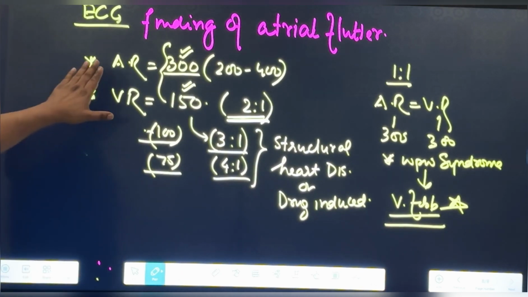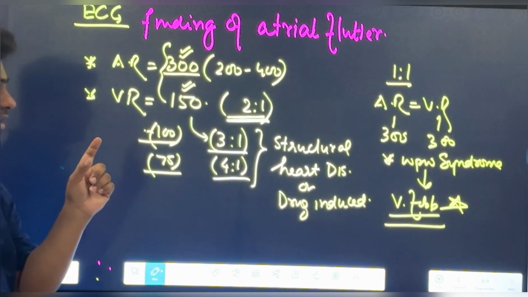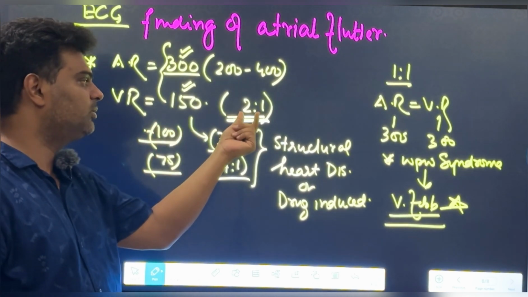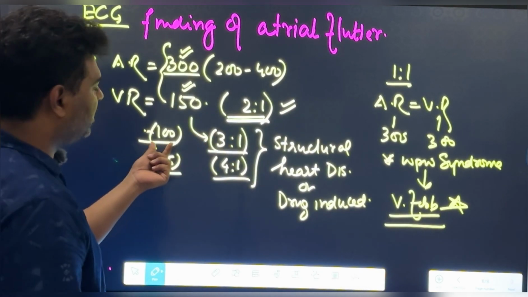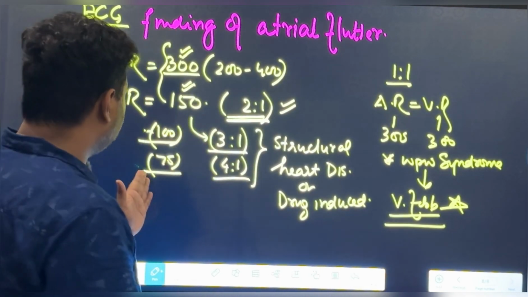So whenever the atrial rate is 300, or around 200 to 400, you should think of atrial flutter. Whenever the ventricular rate is 150, you should think of 2:1 block, and in most cases you will see this. In 3:1 block you can have a ventricular rate of 100, and in 4:1, 75.